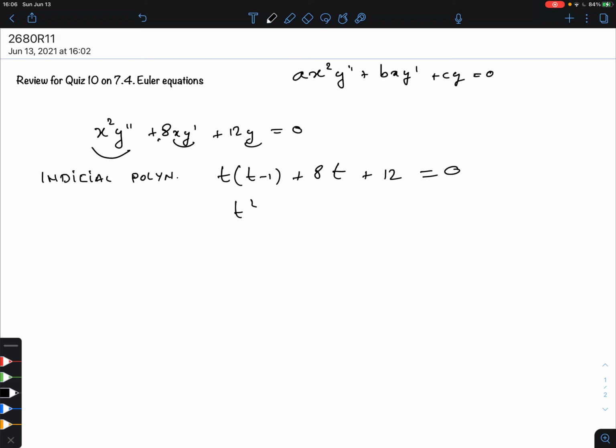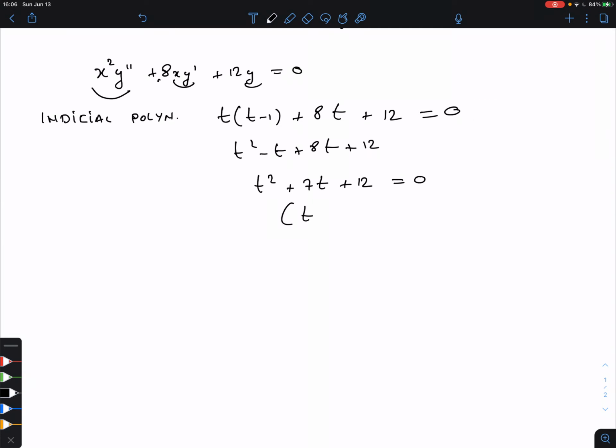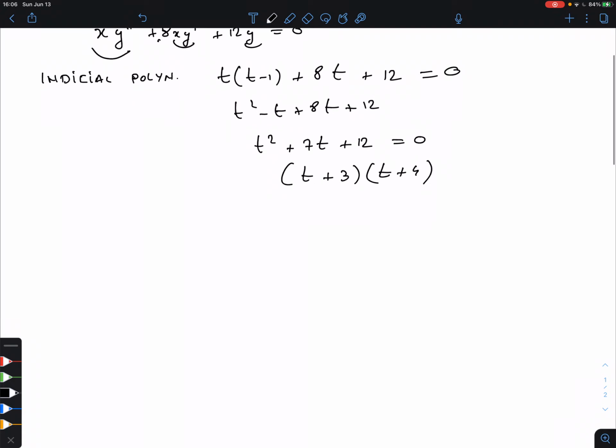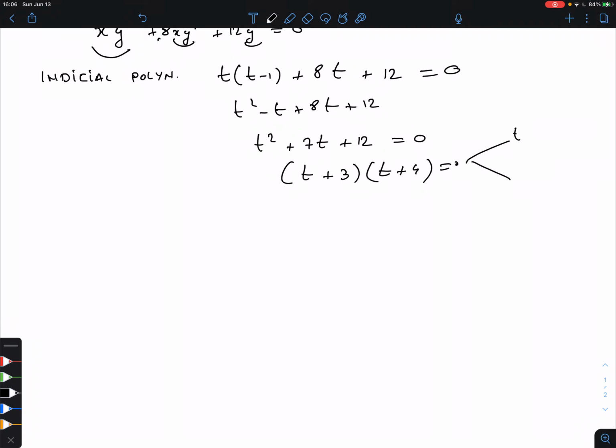So this is t squared minus t plus 8t plus 12, that is t squared plus 7t plus 12 equals 0. We need two numbers that multiply to 12 and add up to 7. 3 and 4 do the job. So we get t is -3 and t is -4. This is the straightforward one. We have two different roots, the discriminant is positive, and we know that the general solution has these as exponents of x. So a times x to the power -3 plus b times x to the power -4. So these are very simple forms.